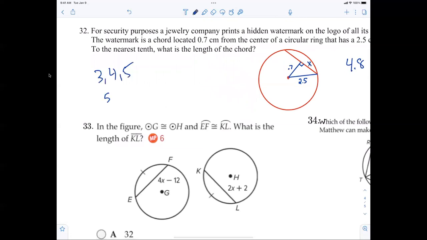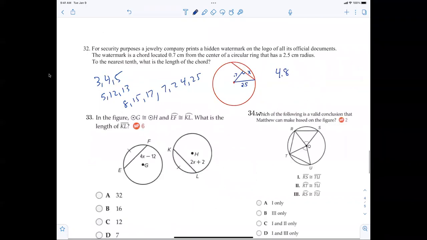3, 4, 5, 5, 12, 13, 8, 15, 17, and 7, 24, 25. These come up in all the word problems, all of the SATs, all of the ACTs. If you know these triples, they're very beneficial, can save you a bunch of time and a bunch of trouble.